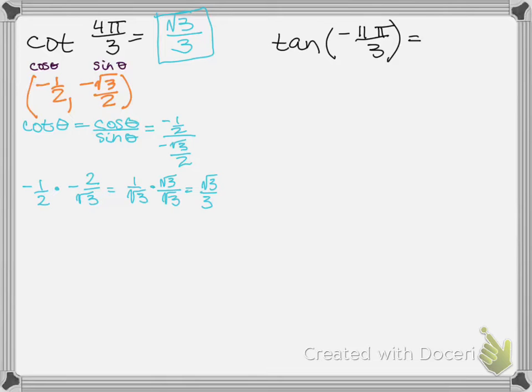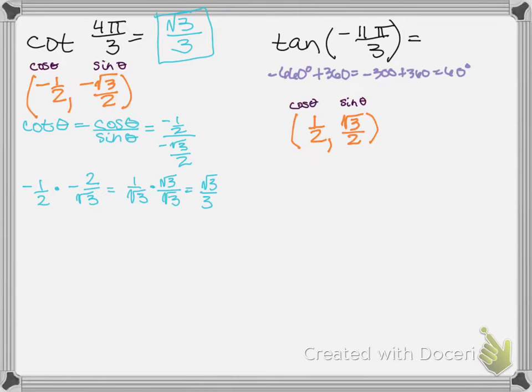Last example, tangent of negative 11 pi over 3. Change that to degrees, it's negative 660 degrees. Add 360, that's negative 300. Add 360 again, that's positive 60. The ordered pair for 60 is 1/2 and then square root of 3 over 2. First number is cosine, second number is sine.